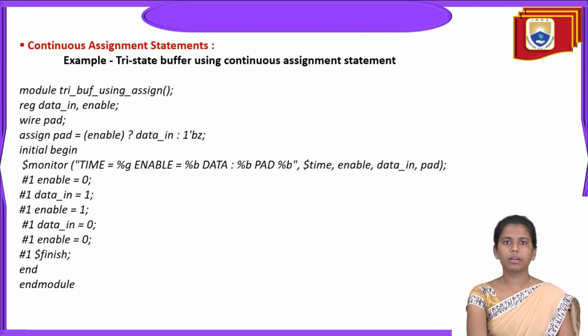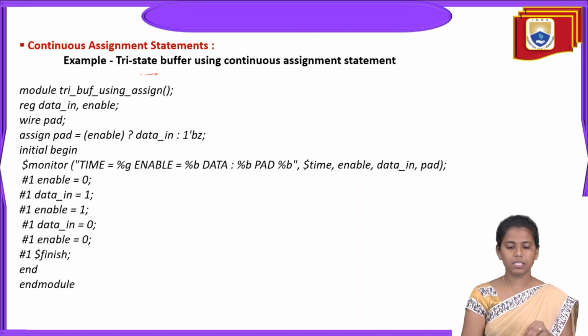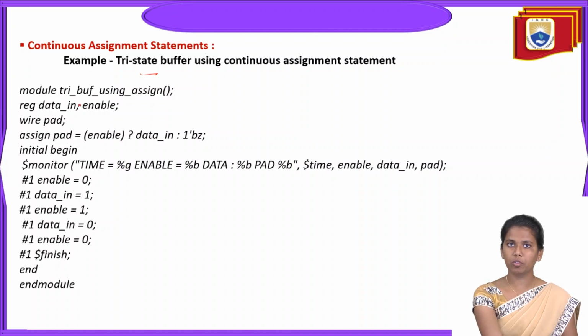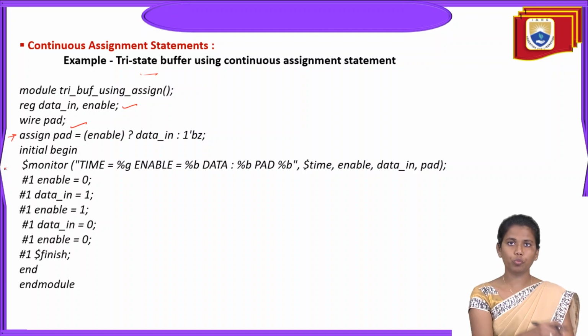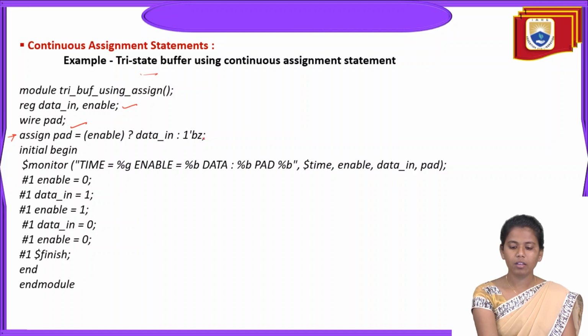Then we will see one more example, that is a tri-state buffer using continuous assignment statement. How can we write the code with respect to the tri-state buffer? Module, the name of the module is tri-state buffer. Register data in, enable, and wire pad. Then see, this is a continuous assignment statement. So we are assigning pad as enable and data in, 1 bit of information.